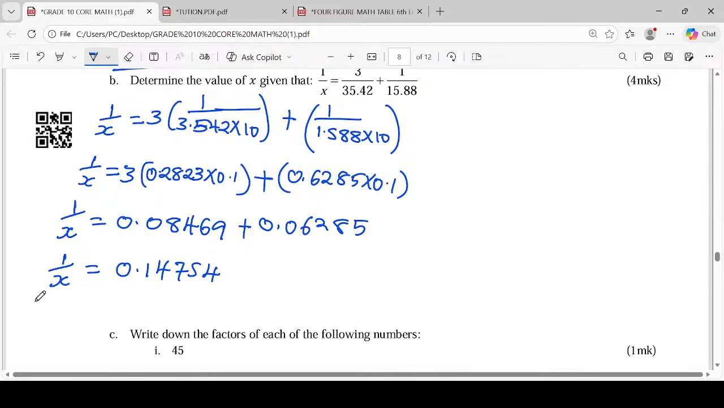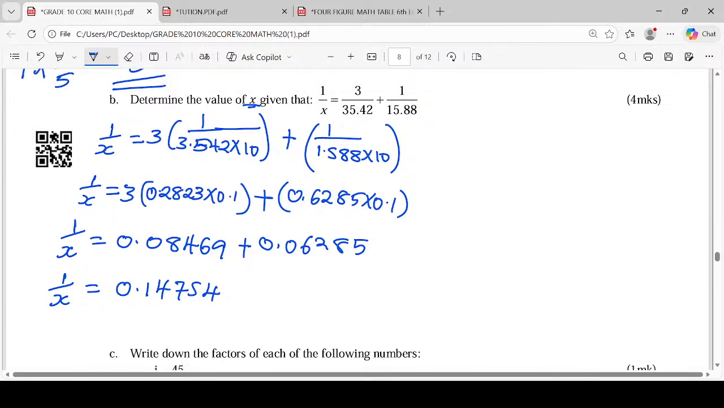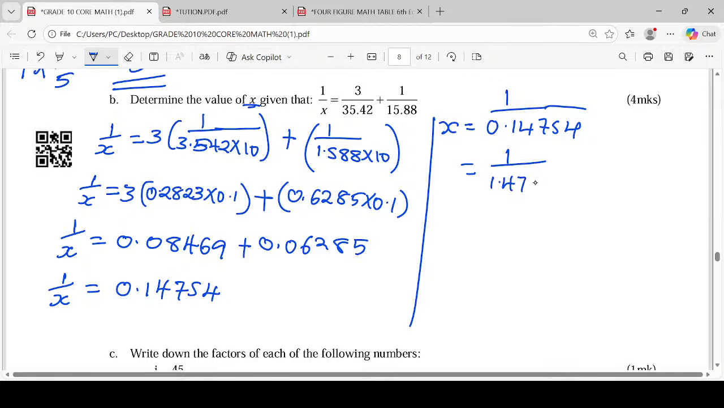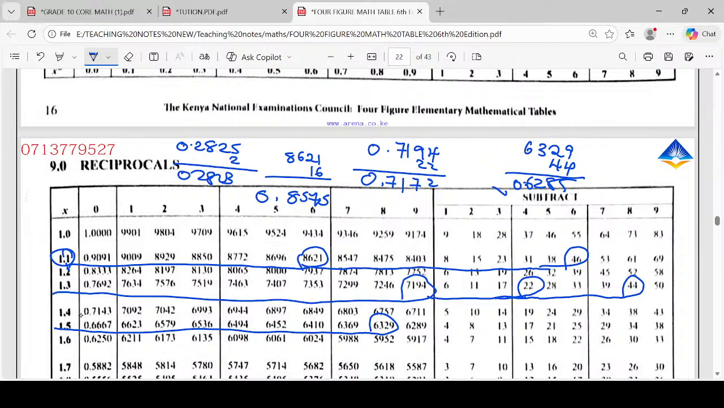Remember the motive is to get the value of x. Remember, the question is 4 marks. To get the value of x, we are going now to read the reciprocal of 0.14754. And how do you read the reciprocal here? This will be like saying 1 all over 1.4754 times 10 power negative 1. So go to 1.4 then 7. Let me use a red ink to distinguish. 1.4 then 7 is here. 6803.